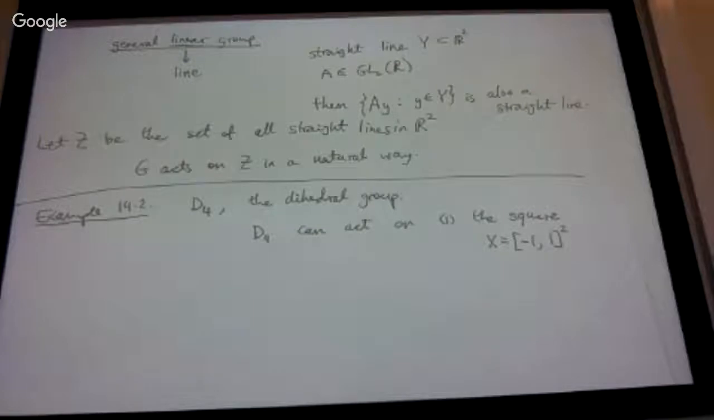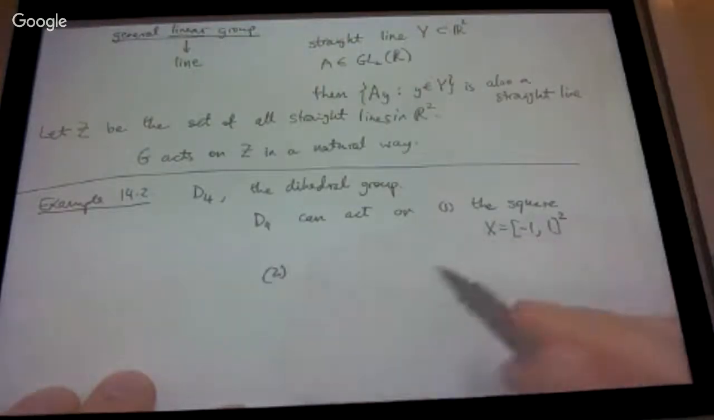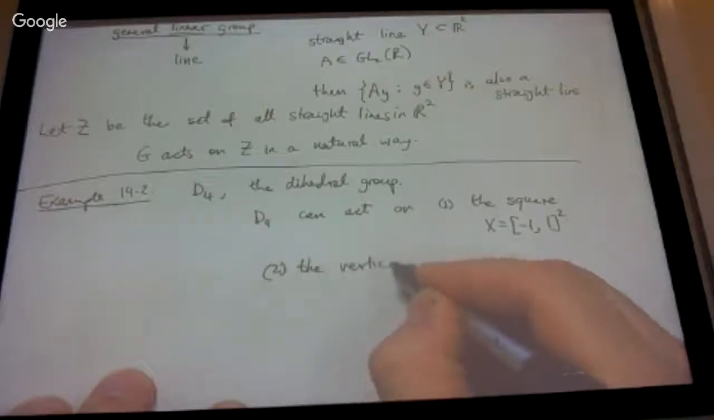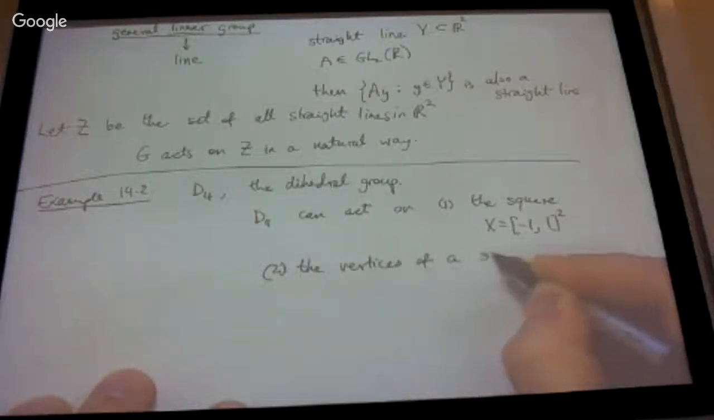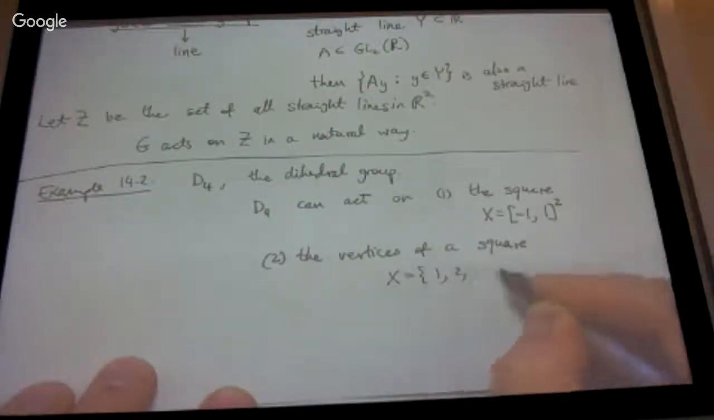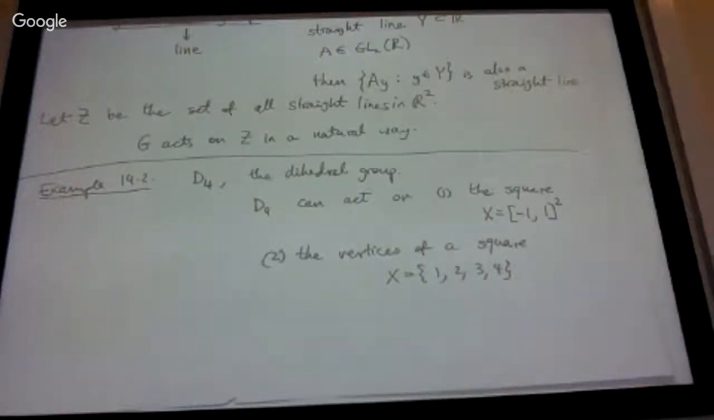But that's not what we usually thought of when we were talking about it. Because we were writing the dihedral group as a subset of the symmetric group, and it was just acting on 1, 2, 3, 4. So that's a different action, kind of, on the vertices of a square. In that case, we usually said it was 1, 2, 3, 4 the set that was acting. Where does 1 go? Where does 2 go?